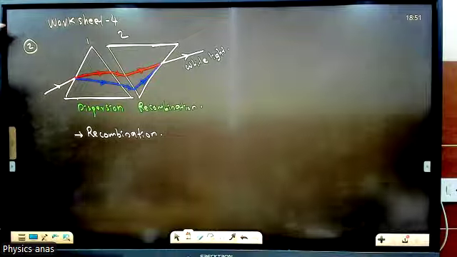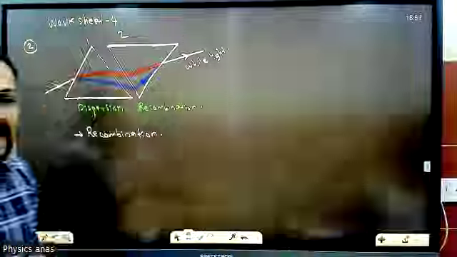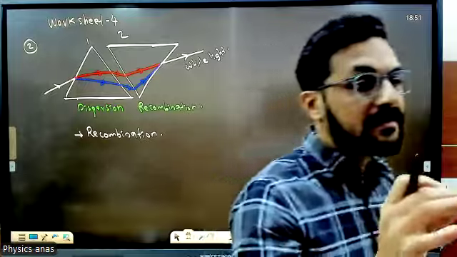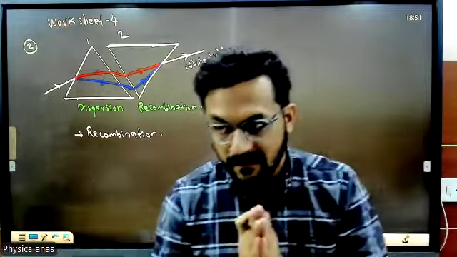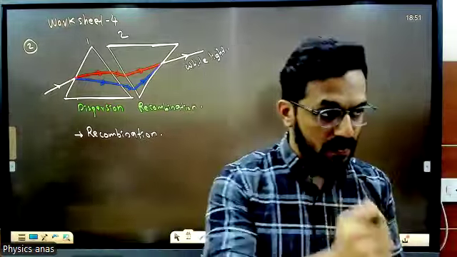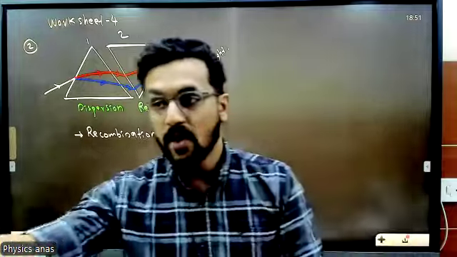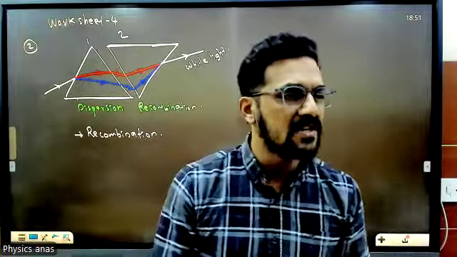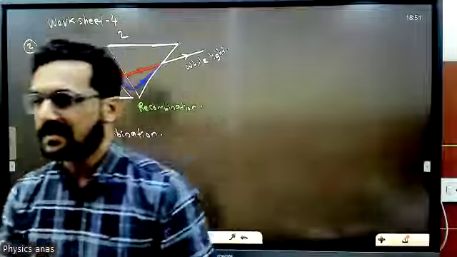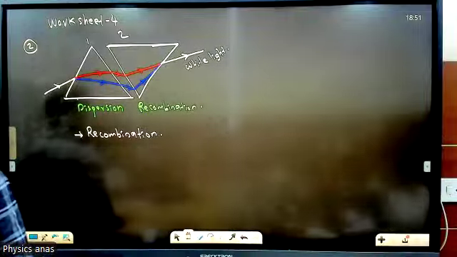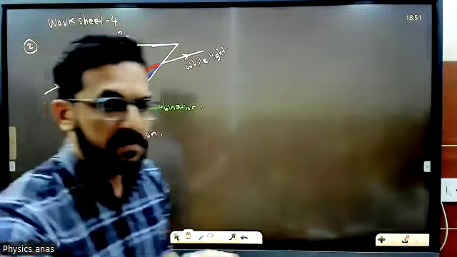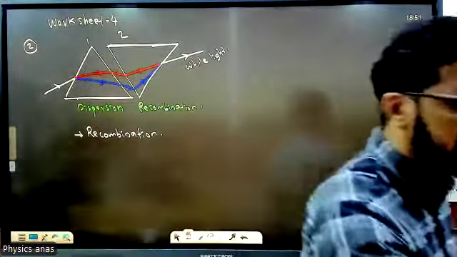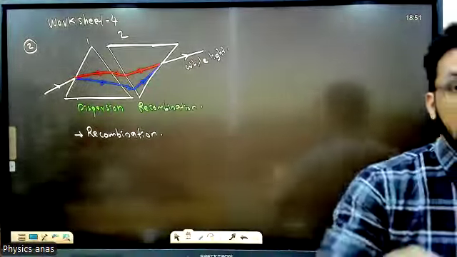Done by Isaac Newton, and this experiment gave him the idea that white light is composed of 7 component colors. What are they called? 7 component colors or constituent colors. Sometimes in the question paper it may be like this: constituent colors or component colors.